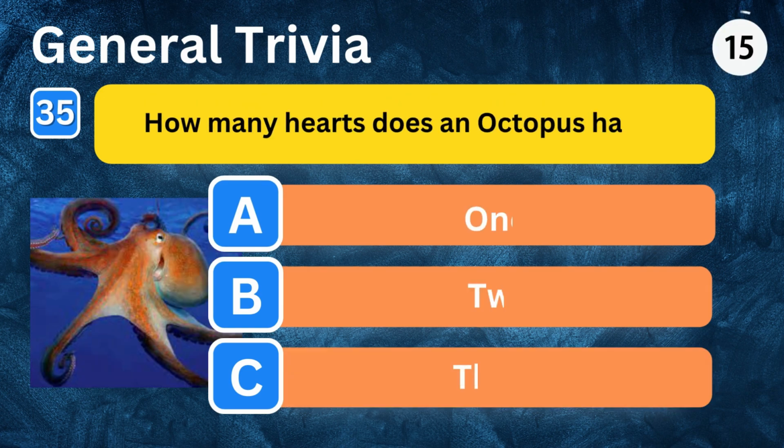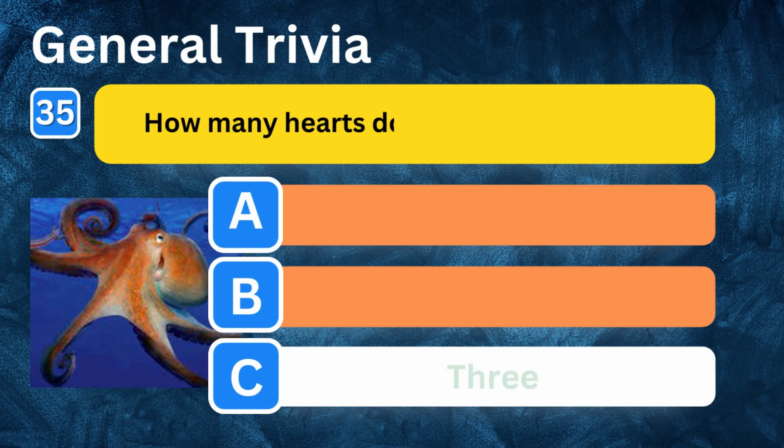Question number 35. How many hearts does an octopus have? Is it 1, 2, or 3? And the answer is 3.